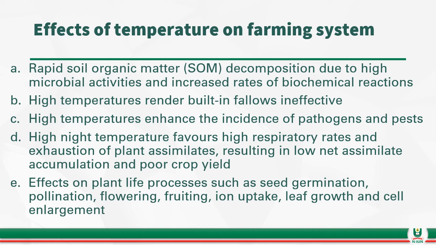So the effect on plant processes is also delayed, like seed germination, pollination, flowering, protein and iron uptake, leaf growth, and cell enlargement. All these things are affected by high temperature. You just see that flowers that are supposed to fruit at a certain time, because temperature is high, it is disrupted, and at the end of the day, you get fruits that are shriveled because the temperature is high, the plant is exhausted. All these plant processes are affected. So that's why the effect of temperature on the plant.